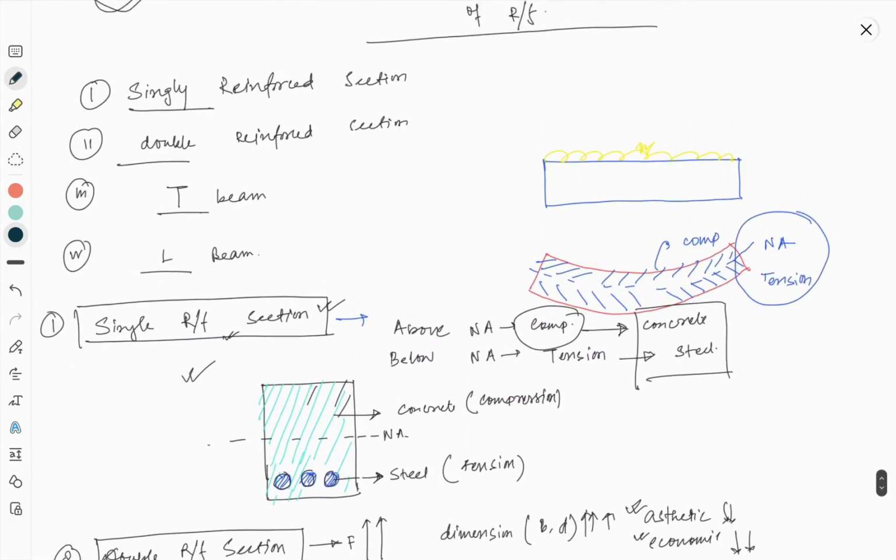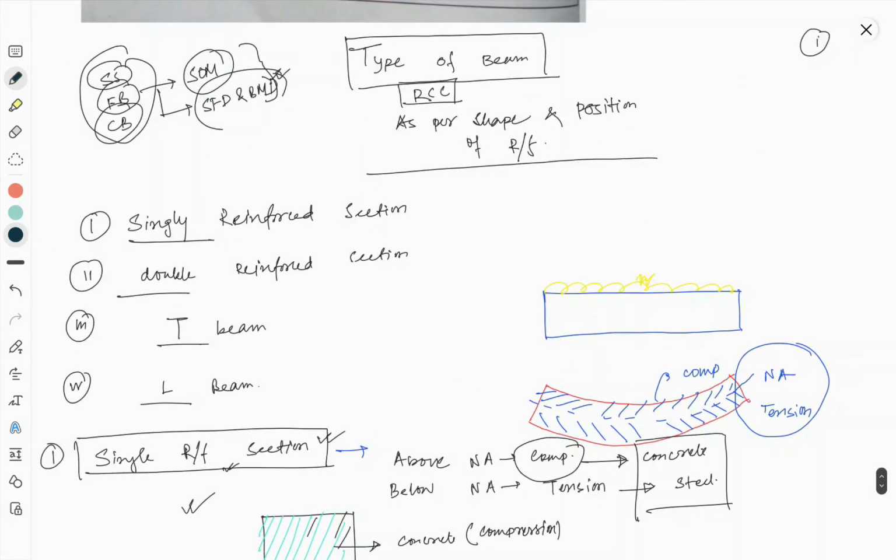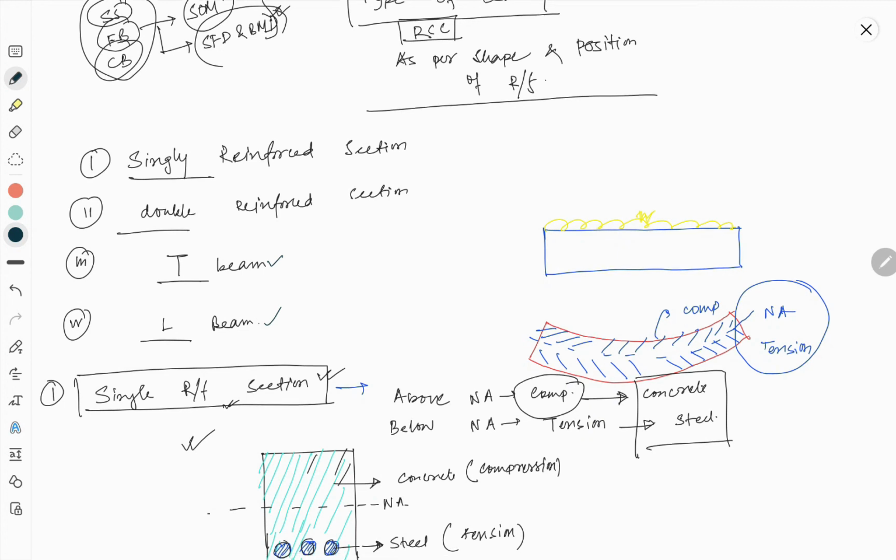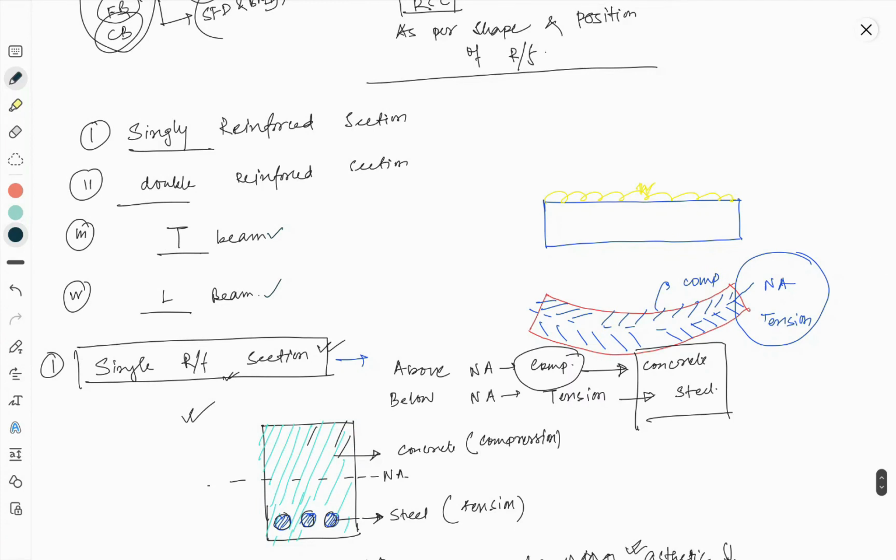So, as per shape and position, the beam is either a T beam or an L beam. As per position of reinforcement, it is single reinforcement or double reinforcement. Hope this concept is clear to you.